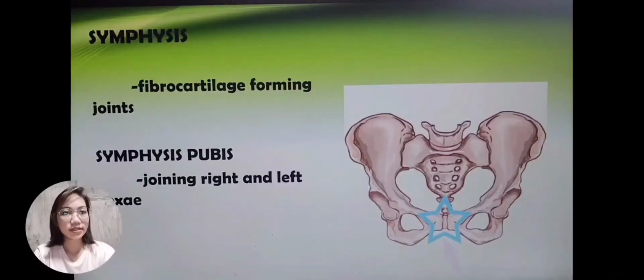Then next is the symphysis. Symphysis is the fibrocartilage forming joints, such as the symphysis pubis, joining the right and left hip bones. Ayan, kung makikita natin dyan, naka-indicate yung may star. Yun yung tinatawag natin na symphysis pubis or the pubic symphysis.